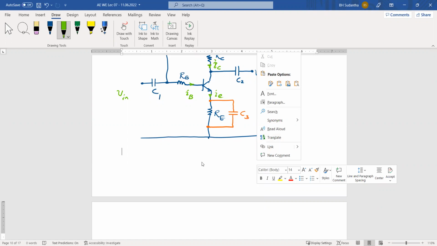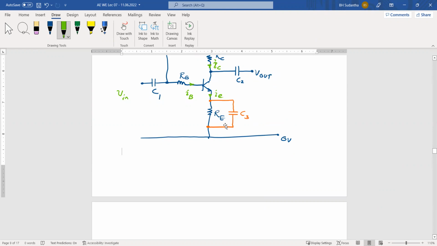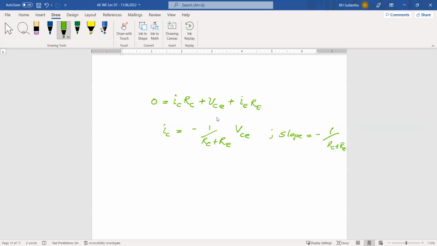Then this DC component has no block. Then through the capacitor, it can go to the ground side. Then this effect of RE is not there. Because of that, we rewrite our equation: 0 equals IC RC plus VCE. Then this one is not coming. Then we can write our equation IC equals minus 1 over RC times VCE. Then what is the slope? Minus 1 over RC, not RC plus RE. Then what will happen?